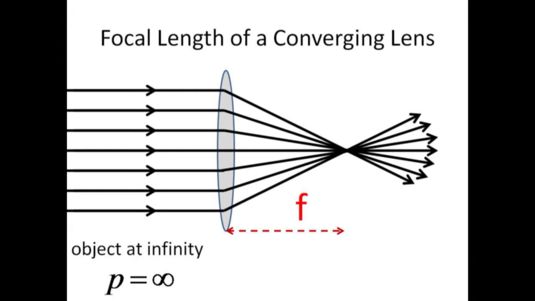If you've ever tried to burn a hole in paper using a converging lens, then you already know how to find the focal length. Rays emitted from a distant object approach the lens in parallel. These rays all converge to form an image at a distance called the focal length.